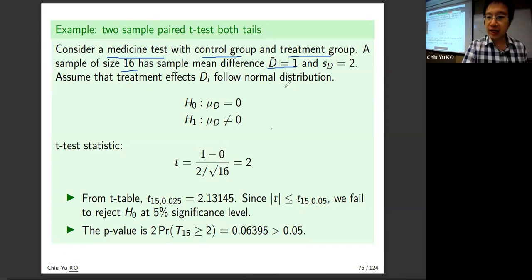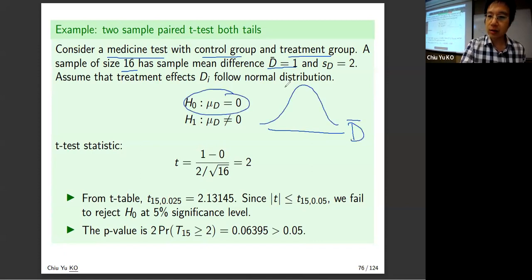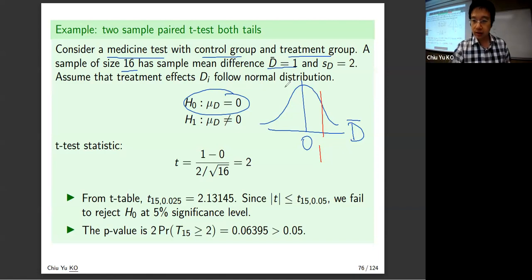So, as we said, we assume the D bar under the null is 0. There's no difference with the medicine, no difference between whether the boy has a girlfriend or not. And it turns out that the difference is 1. So it means that in our case the boy who has a girlfriend actually has a higher GPA by 1. Is it a difference by luck or not? Is 1 sufficiently large?